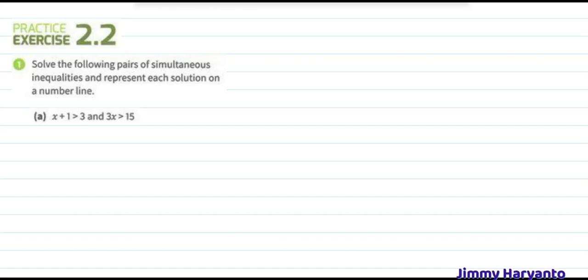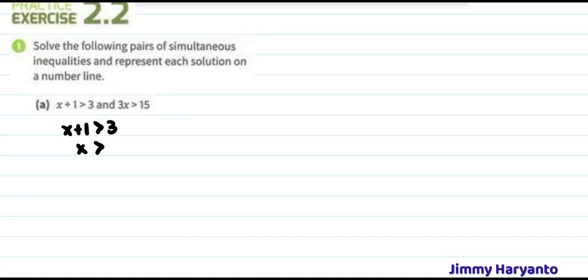Okay guys, this is the solution for practice exercise 2.2. We'll start from question 1a. For question 1a, I will solve this one first. So x greater than, I will move the 1 to the other side. I will have 2, 3 minus 1 equals to 2.